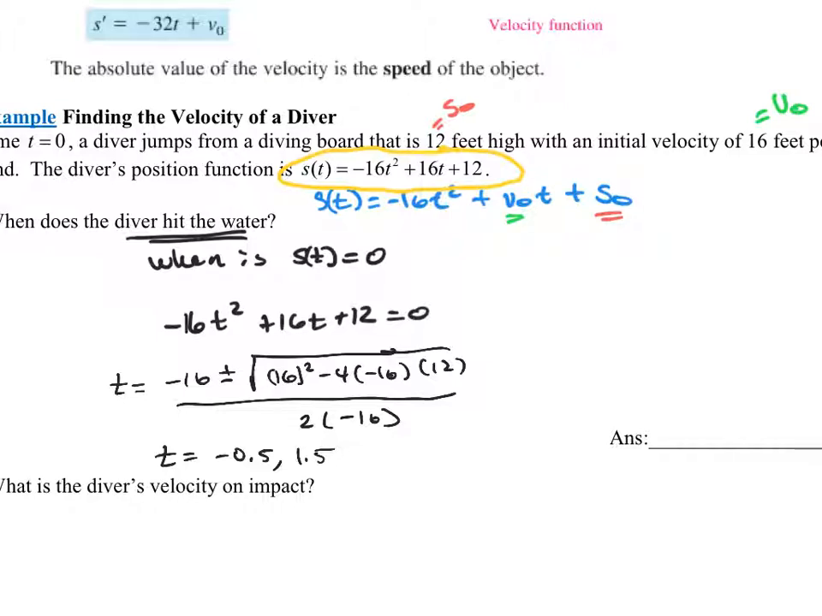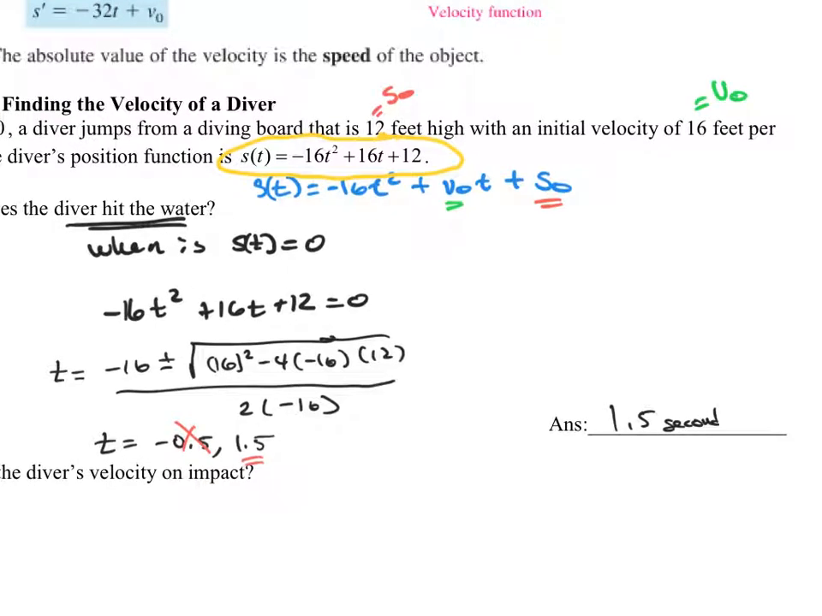And let's think about this. So this says the diver's going to hit the water after negative half a second and after 1.5 seconds. Well, of course, negative half a second doesn't make sense. That's before the diver jumps. So the only time we need to think about is 1.5 seconds. So when is it going to hit the water? After 1.5 seconds is when the diver would hit the water.